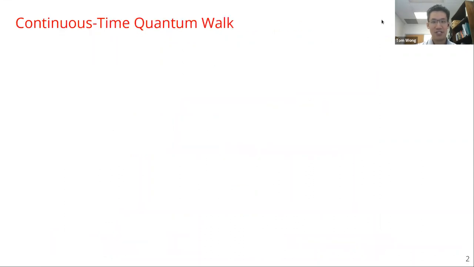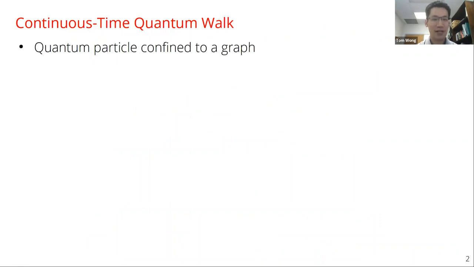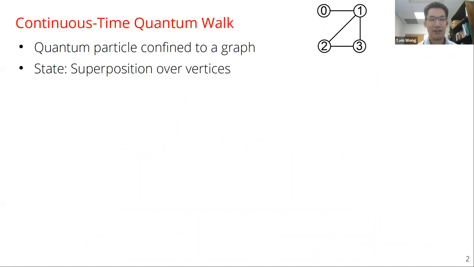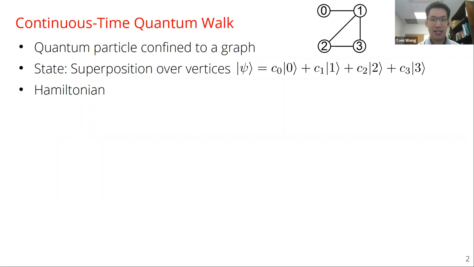All right, so I want to start by framing what continuous time quantum walk I'm using. It's been covered several times already in this workshop, but a quantum walk is just a quantum particle that's confined to a graph. So there's an example of a graph with four vertices. And the state of the particle is a superposition over these four vertices. So you have some amplitude C naught of being at vertex zero, some amplitude C one of being at vertex one, and so forth. And we're going to evolve by Schrodinger's equation with some Hamiltonian.